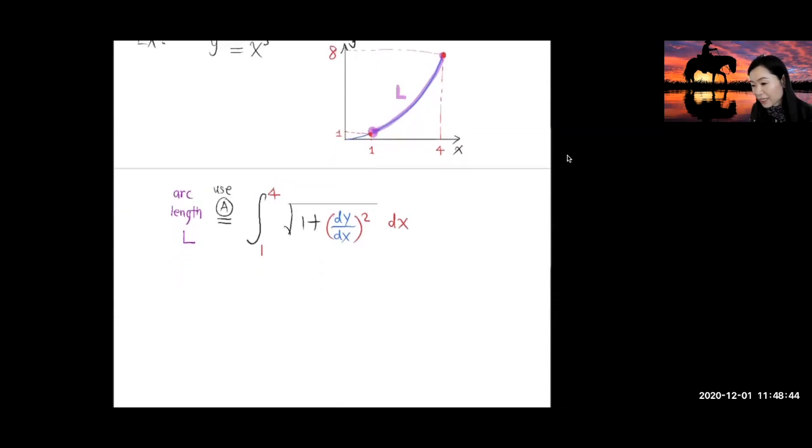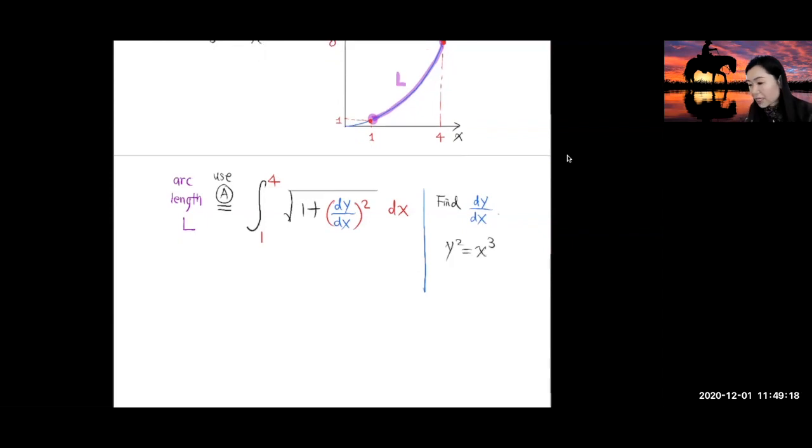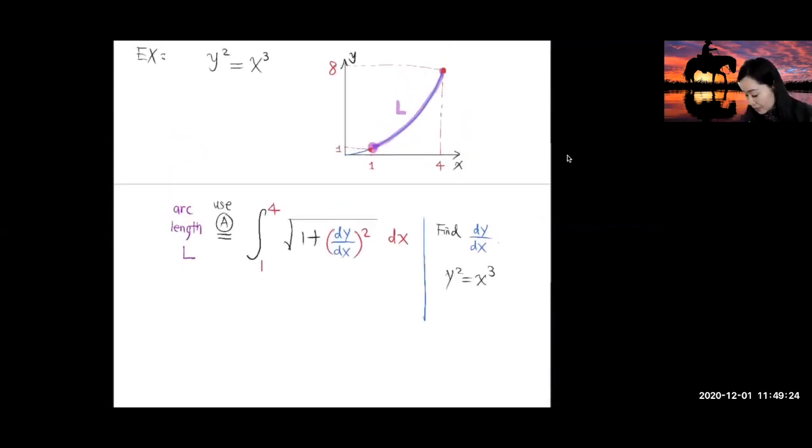So to find this, we need to find dy/dx, right? So let's find dy/dx on the side. We have y squared is equal to x cubed, okay? To find dy/dx, let's solve for y.